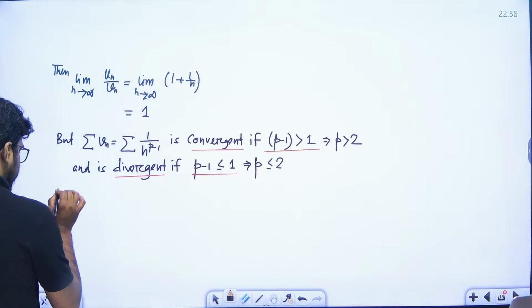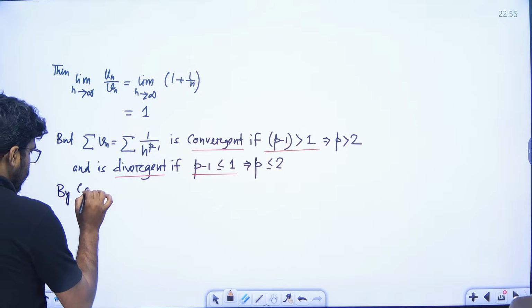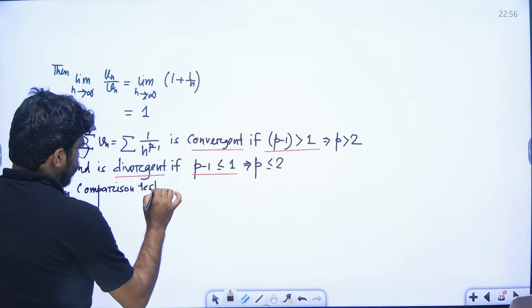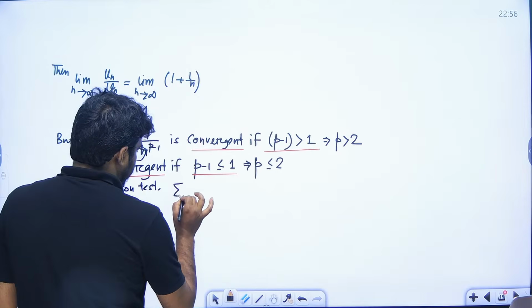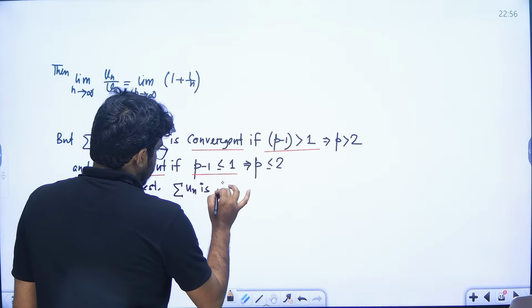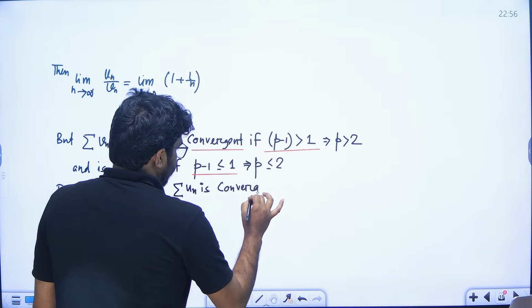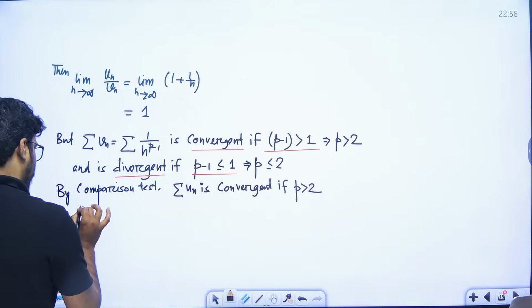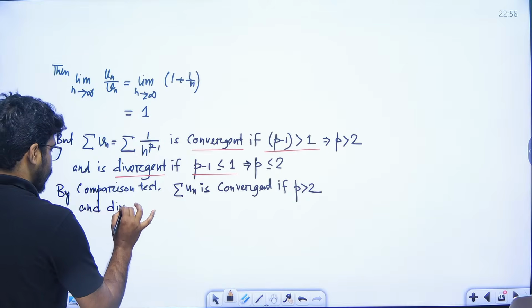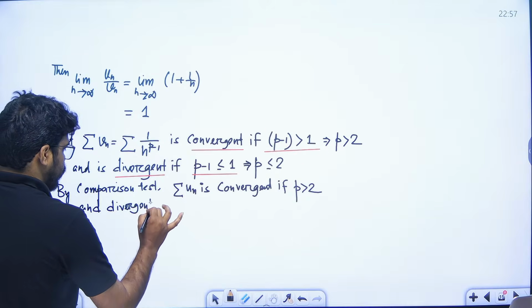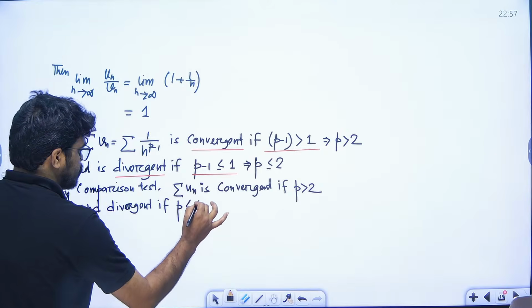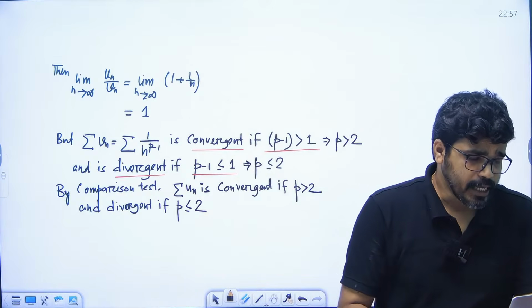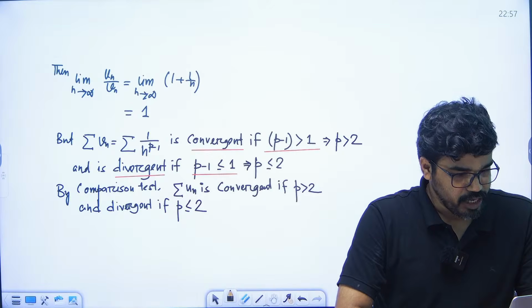So by comparison test, we can conclude that summation un is convergent if p is greater than 2, and divergent if p is less than or equal to 2. It is very important example. So here the p series is very important.